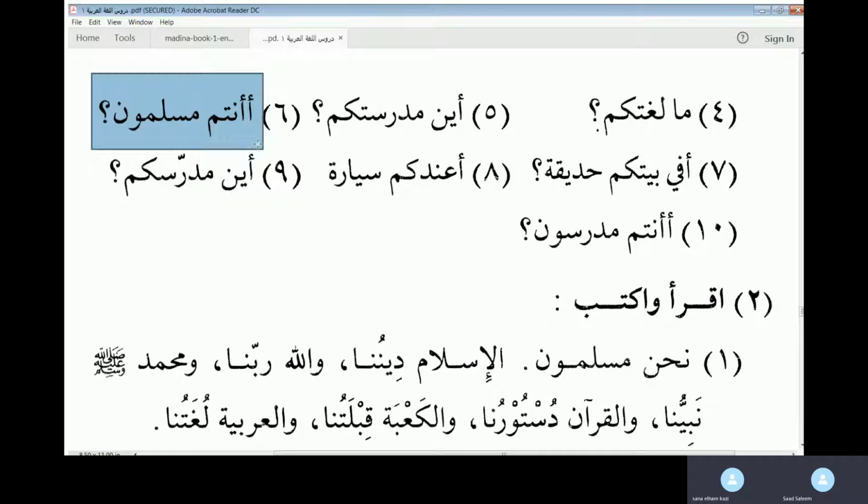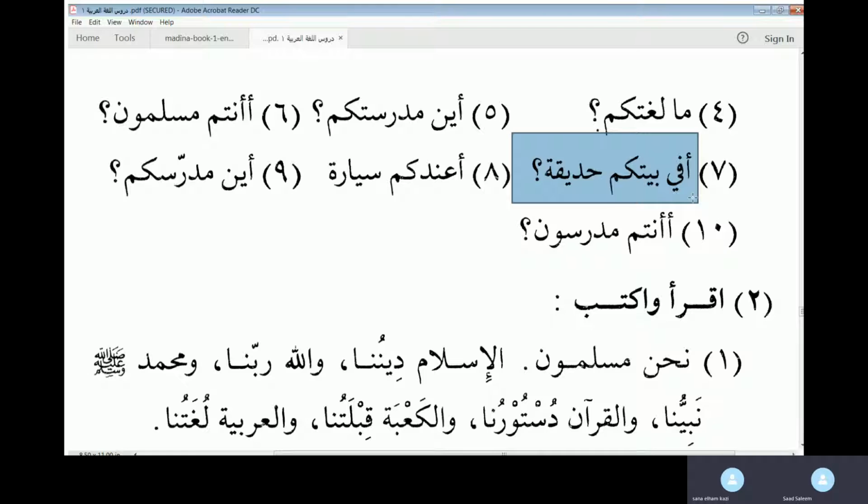Naam, nahnu Muslimun. Fi baytukum hadikatun? Is there a garden in your house? Hadikatun is garden. Naam, yes. Fi baytina hadikatun.